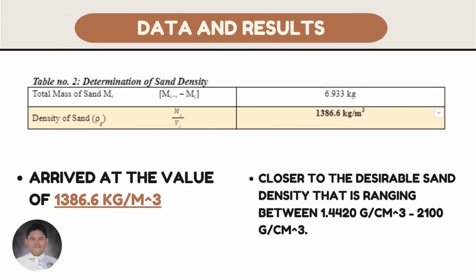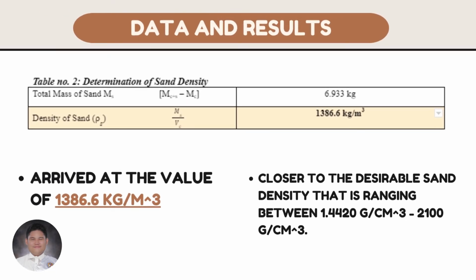At this juncture, let us talk about the interpretation of the data results. The sand cone method first determines the sand density in accordance with its process. Sand density is obtained by simply dividing the total mass of the sand by its total volume. We arrived at a value of 1,386.6 kg per cubic meter. Going into deeper context, the value obtained is closer to the desirable sand density ranging between 1,442 kg per cubic meter to 2,100 kg per cubic meter.